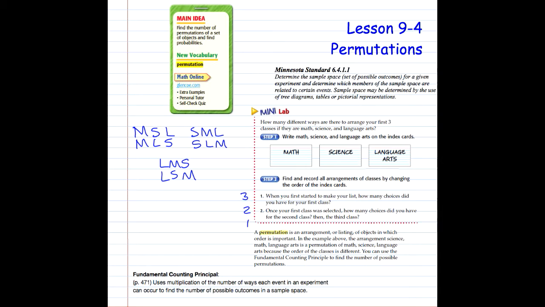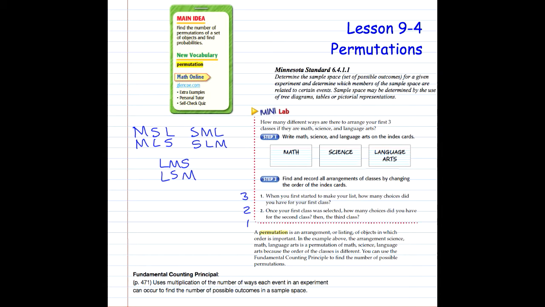A permutation is an arrangement or listing of objects in which order is important. In the example above, the arrangement science, math, language arts is a permutation of math, science, language arts because the order of the classes is different. You can use the fundamental counting principle to find the number of possible permutations.